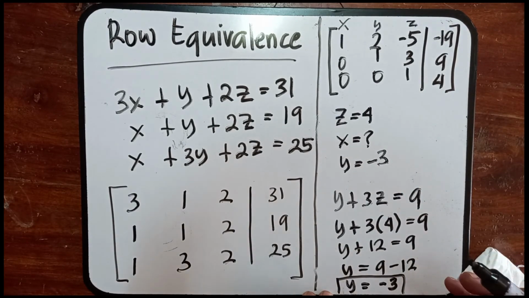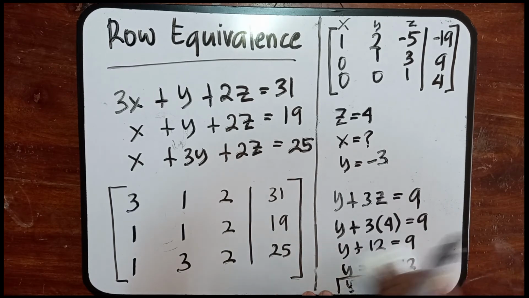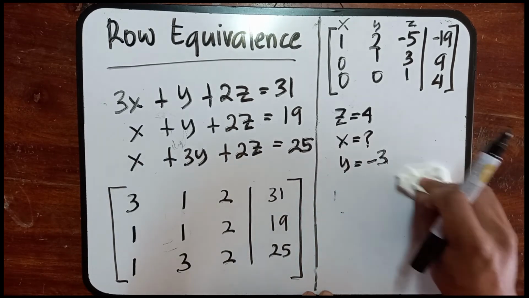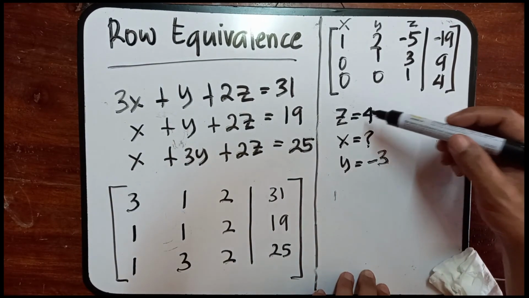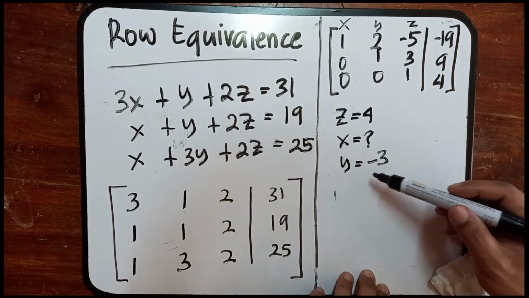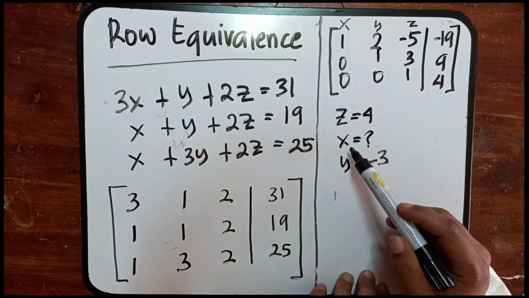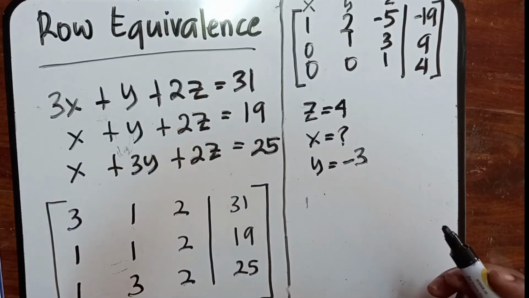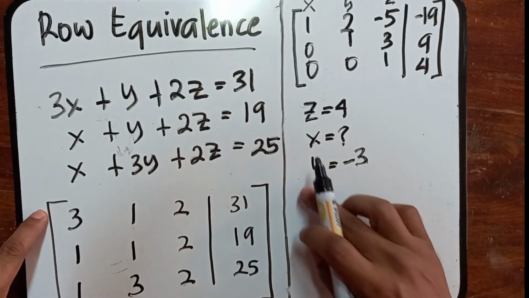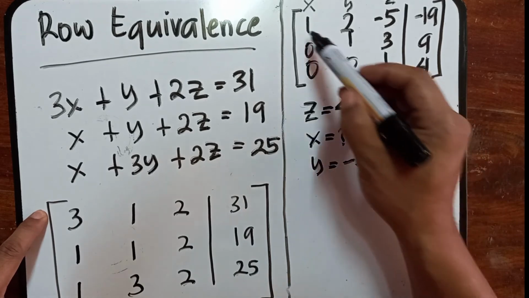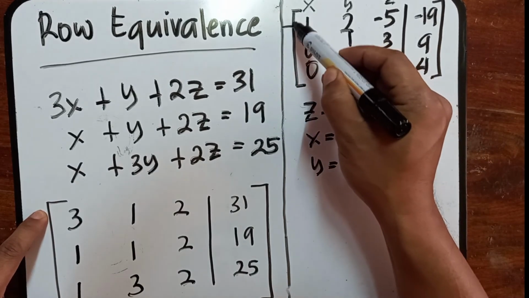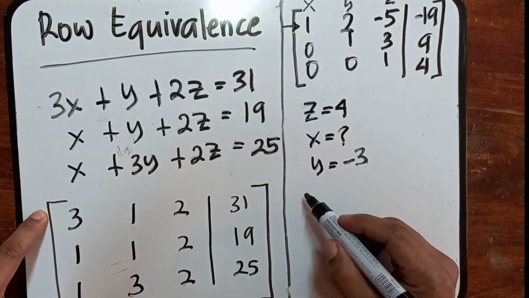So now for the last part, we will solve for x. Okay, so let's erase this. At this point, we were able to get the value of z and the value of y. What is left, the missing variable, is x. So the first thing that we have to do is to write the equation for x. This is the row that we have to get. So let's write it down here.